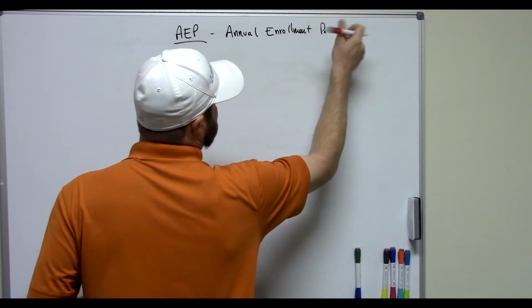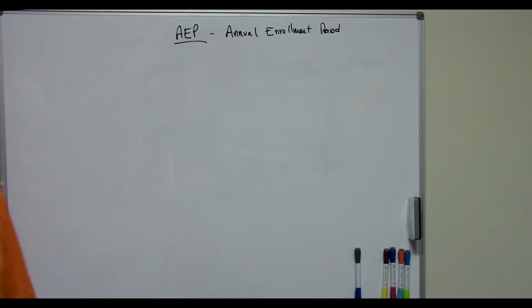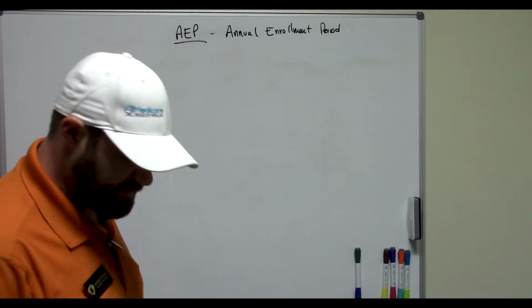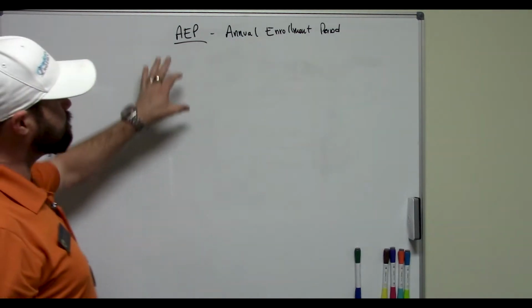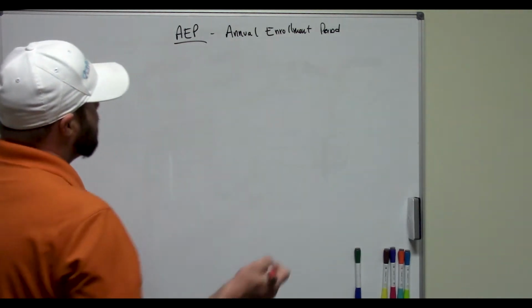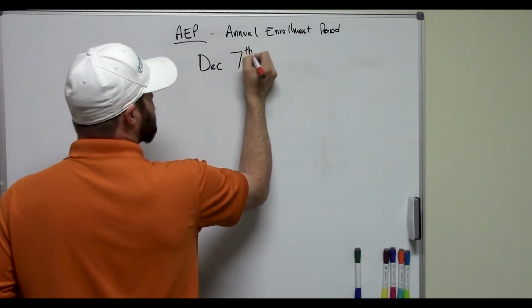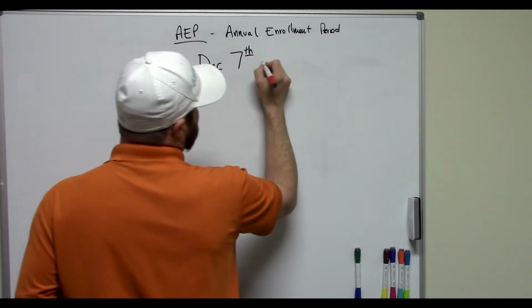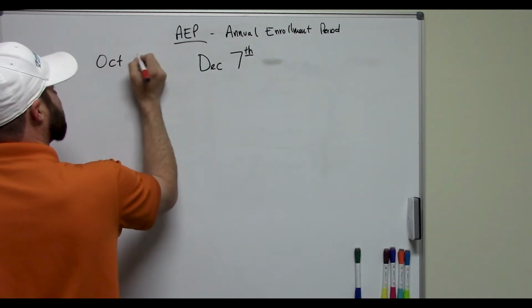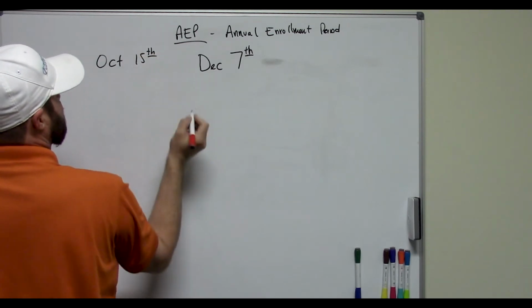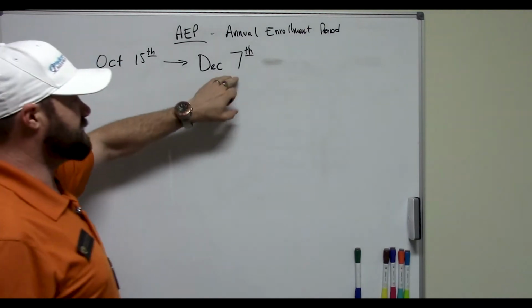Over the years, they've changed the name of this a few times, back and forth from OEP to AEP, back to OEP, and it's been AEP for a couple of years now. And we do have another one called OEP, which I'll go over as well. But our AEP is our annual enrollment period that goes from October 15th to Pearl Harbor Day, December 7th. So that is our annual enrollment period, and it ends on December 7th.